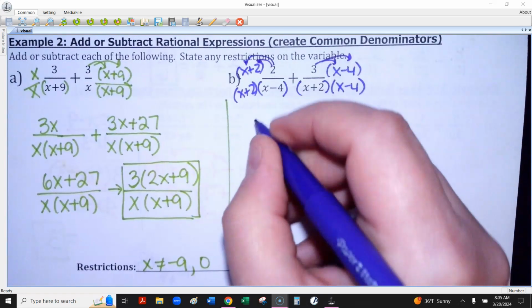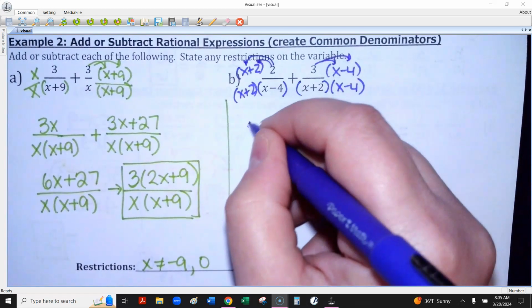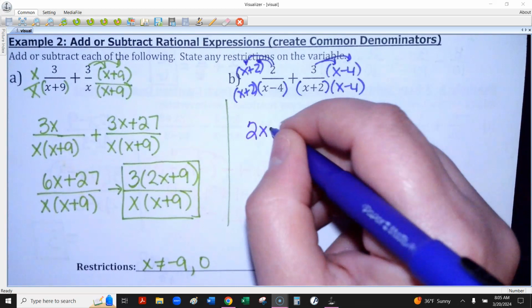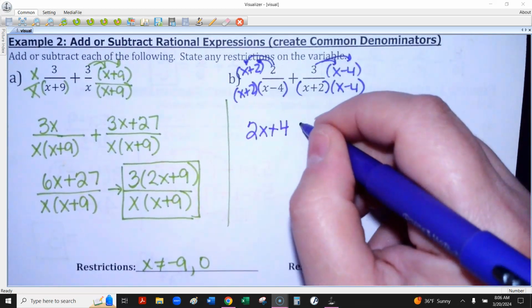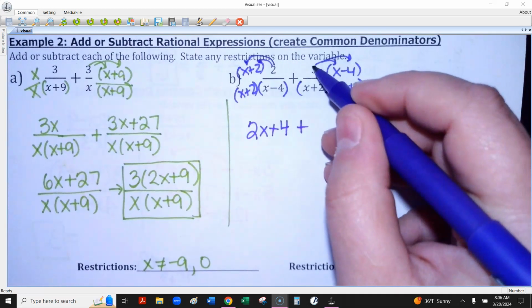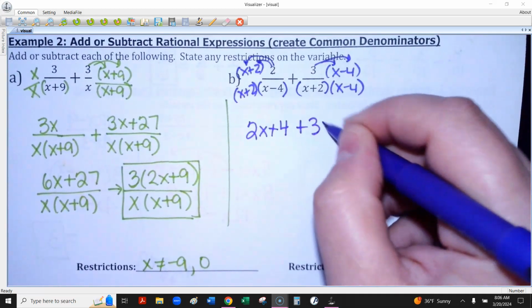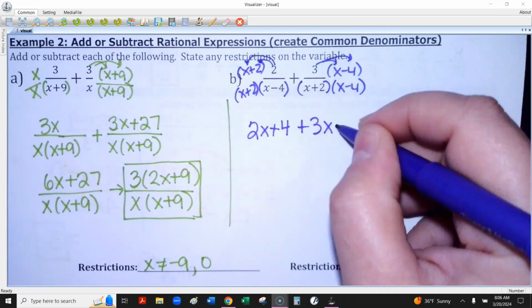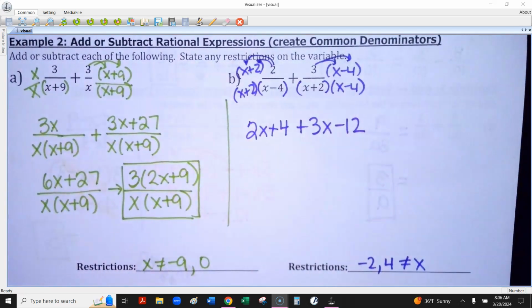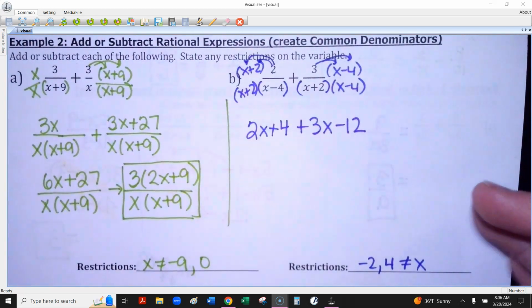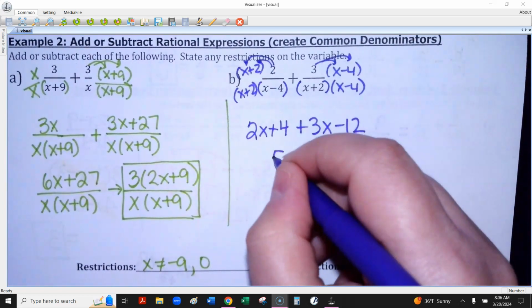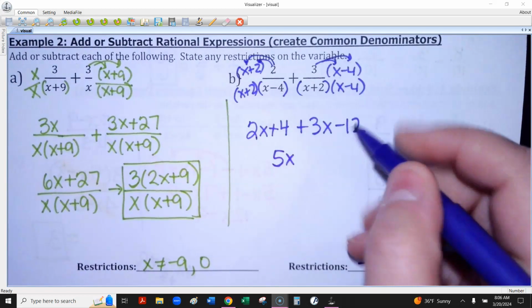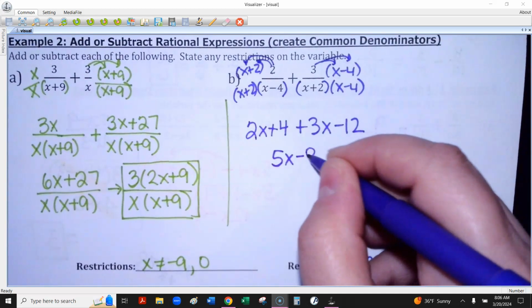So the first fraction, you'd have 2 times x, so it'd be 2x, plus 2 times 2 is 4. That's just the top of that fraction. The top of this fraction, I'd distribute a 3, so I'd have 3x, and then 3 times -4 would be -12. This is just the top of the fraction. I'm going to combine like terms here. So 2x and 3x would be 5x. 4 minus 12 would be -8.